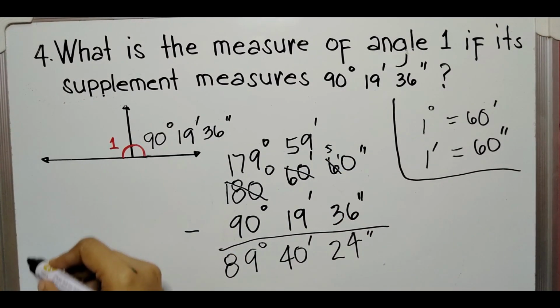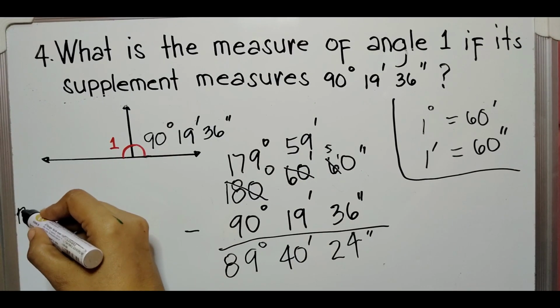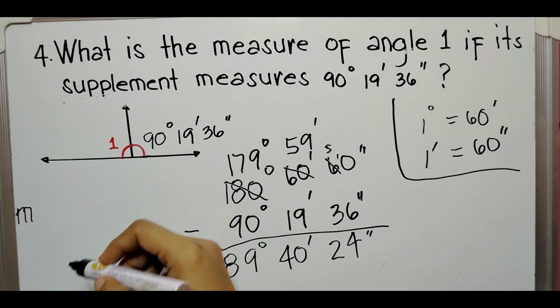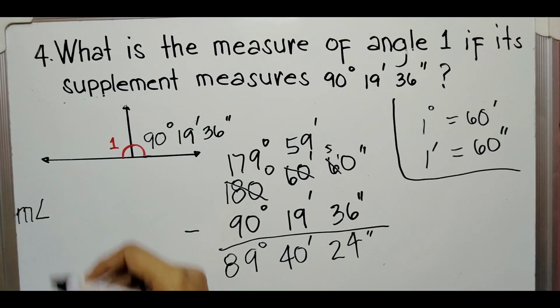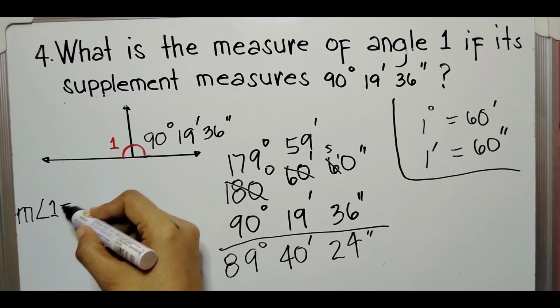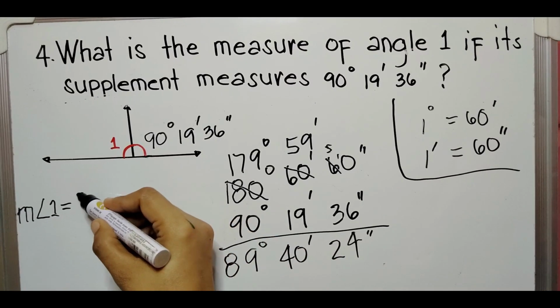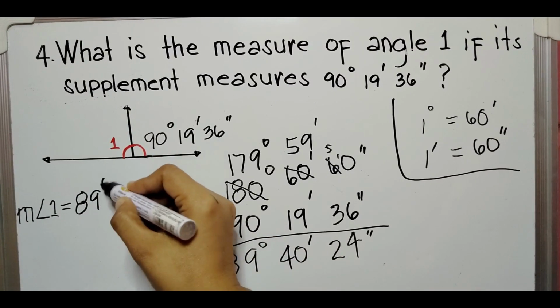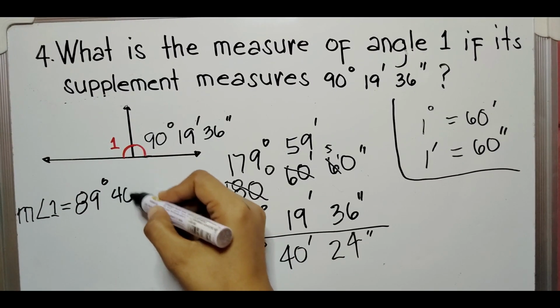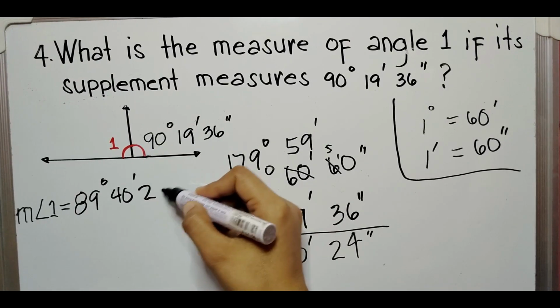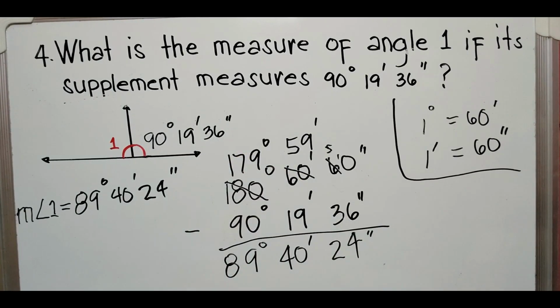So the measure of angle 1, we have here small letter m, which stands for the measure symbol, the measure of angle 1 is equal to 89 degrees, 40 minutes, and 24 seconds. So that's it.